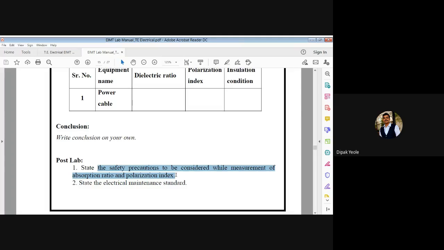So you must be stable. You should have eaten and drunk well, and then you have to perform the experiment.